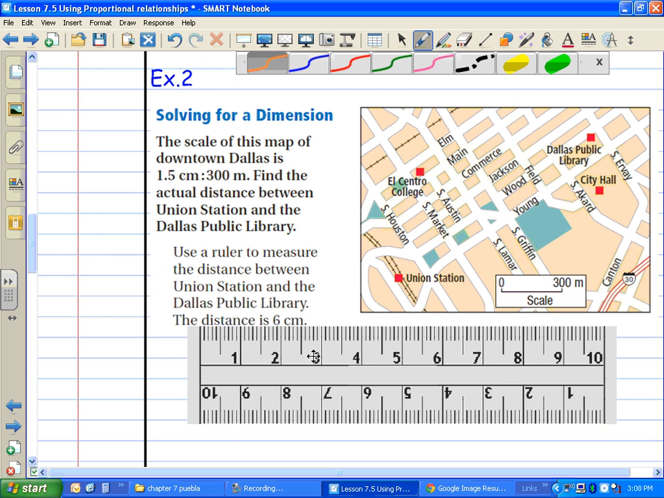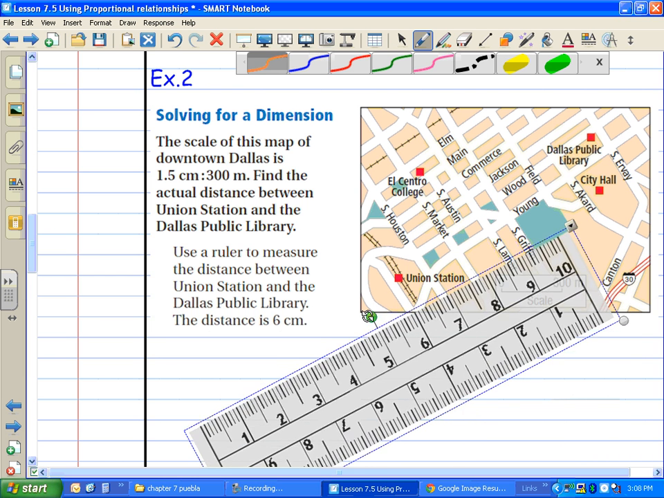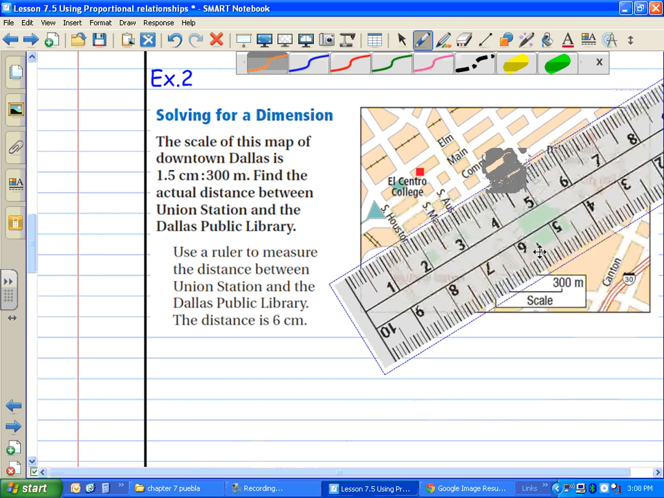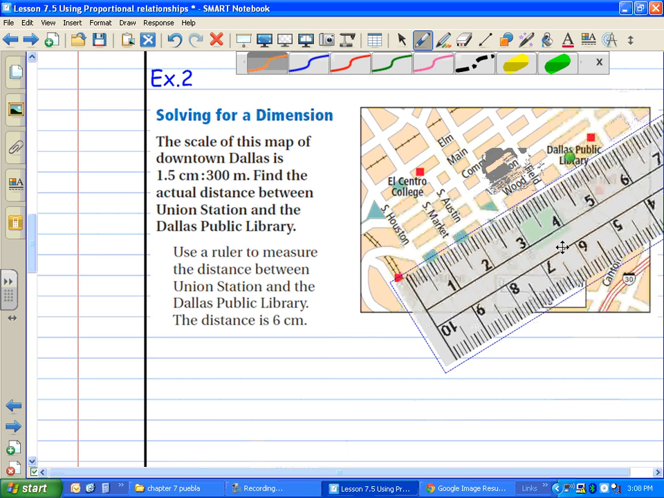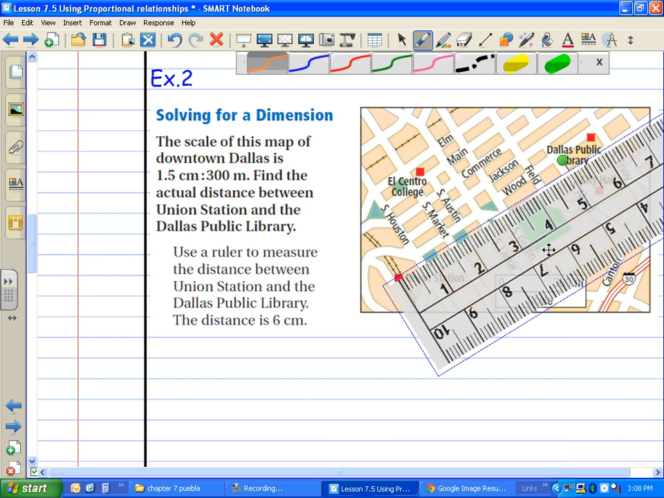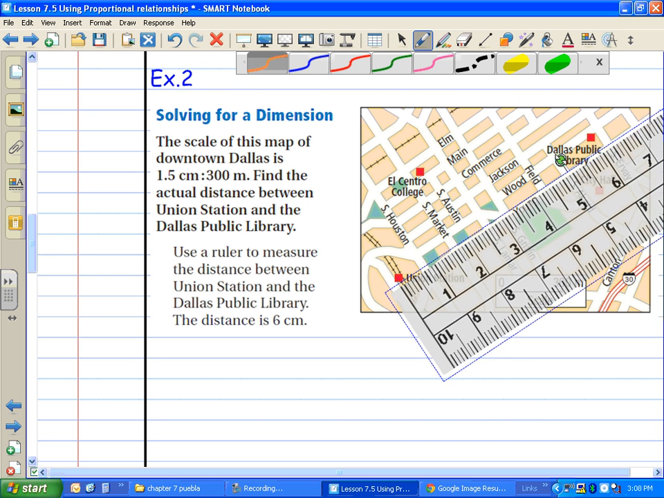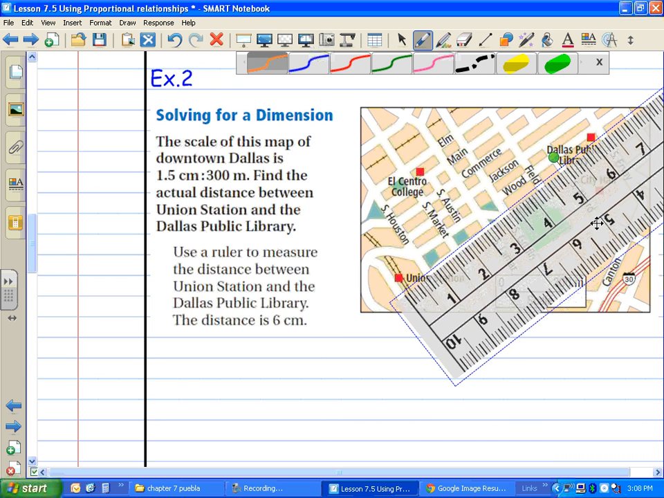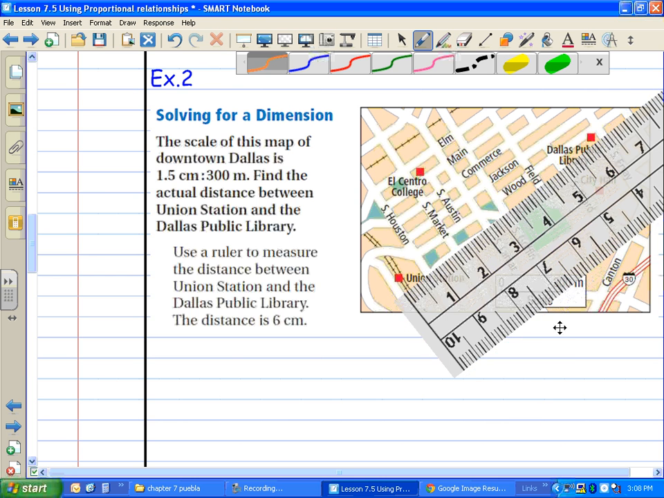So here it says, find the actual distance between Union Station and the Dallas Public Library. So we're trying to find the distance from here to here. Now, if I was to take my ruler, I'm going to do this for you. What is it about? It looks to be, I'm going to say about 6, okay? So I'm going to say about 6. I'm a little off, but I'm going to say it's about 6. I can rotate a little bit better just to kind of make it look even better. Yeah, it's 6. So here's how you set these up.